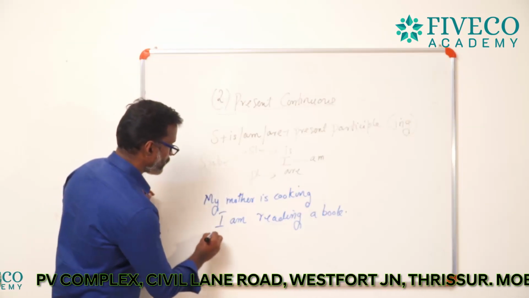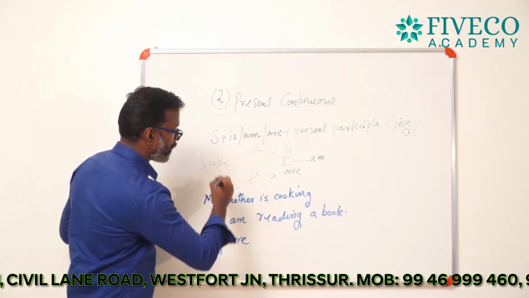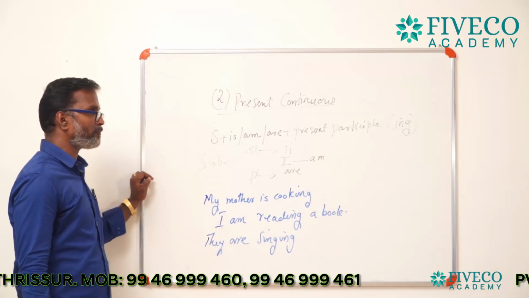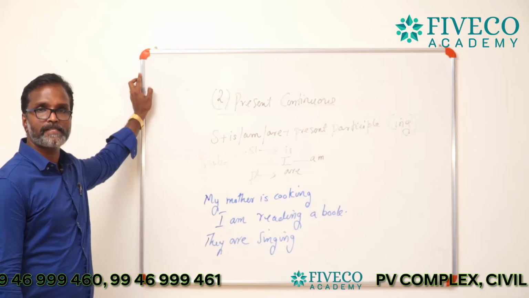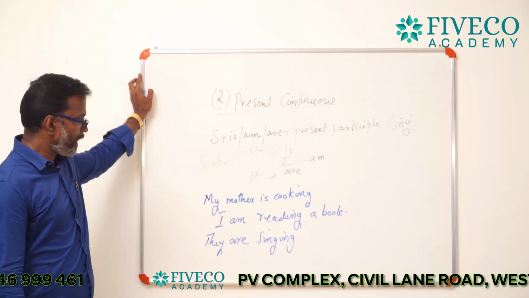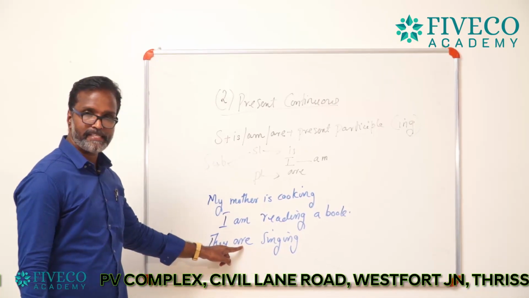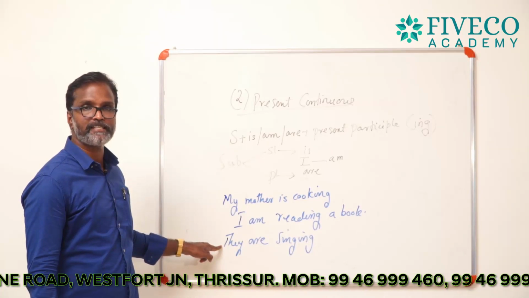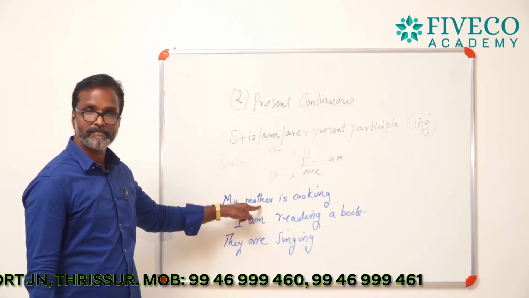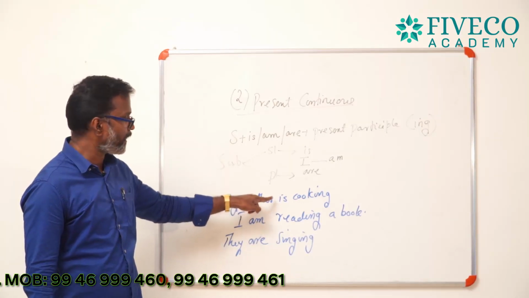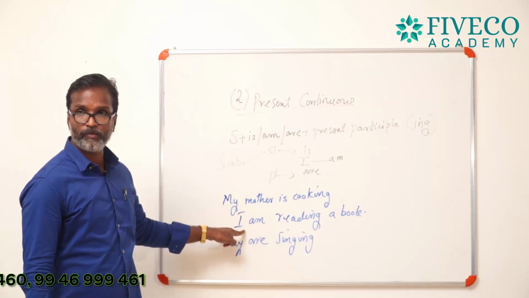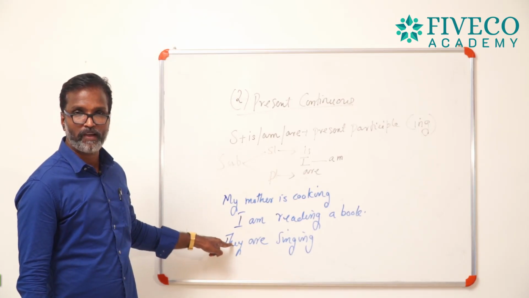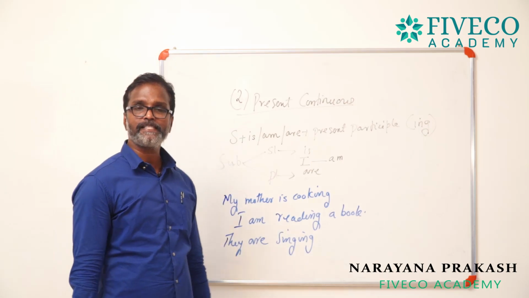And another example, they are singing. They are singing. You know, singing is the present participle. Singing is the ing form of the verb. And here I used are as an auxiliary verb with the subject they, because they is a plural subject, and my mother is a singular subject, that's why I used is. And with I, you can use only am, and they is a plural subject, that's why I used are. You know, that is the first condition.